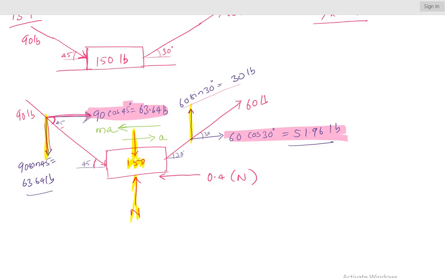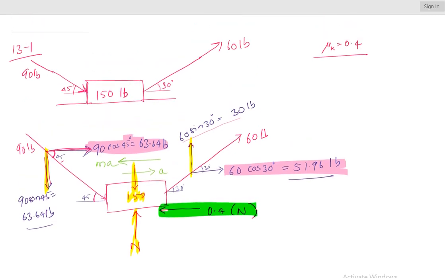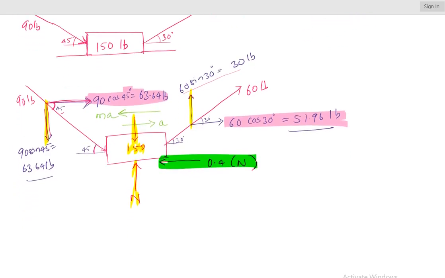Now looking at all the horizontal forces, we have 60 times cosine 30, 90 times cosine 45, and then we also have the frictional force. Let's not forget the frictional force. The body is moving towards the right, so the friction will be acting towards the left. How much is that friction? It is 0.4 times the reaction, whatever reaction is left after addition and subtraction of the vertical forces, because the coefficient of kinetic friction is 0.4 times N. Of course, we don't know N yet; we're going to find that.